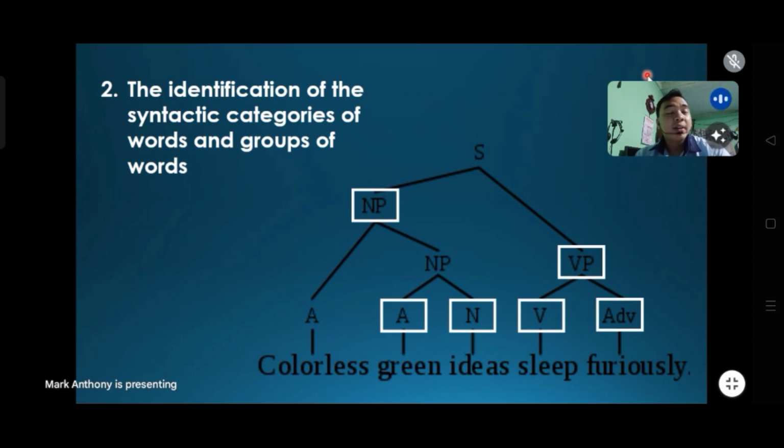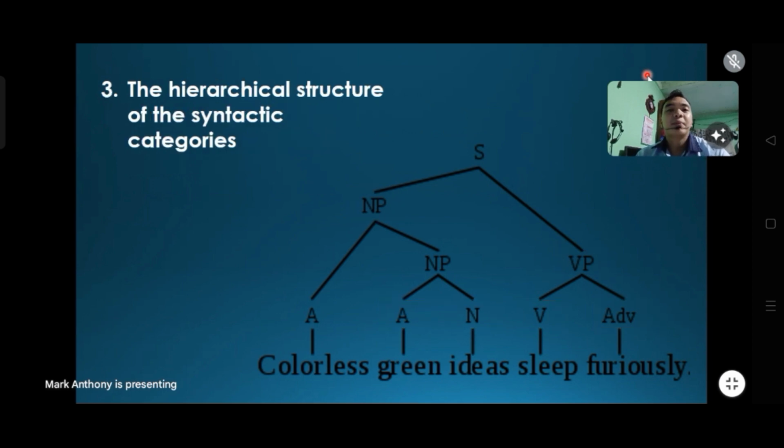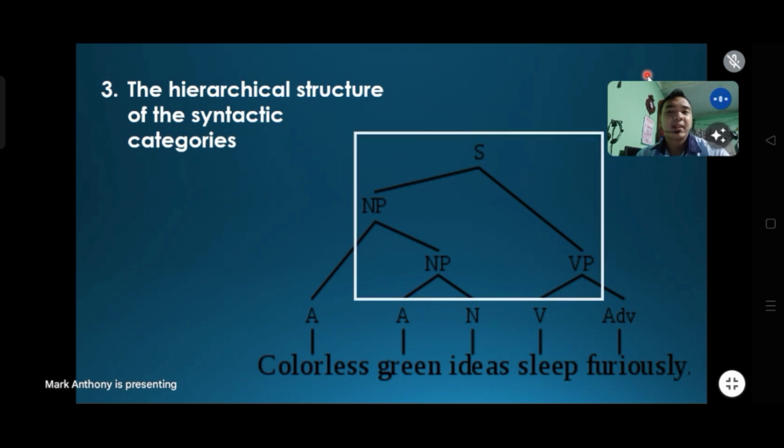In this part, it basically allows us to see how the words function, or what is the function of the specific constituent word in a sentence. And in the third one, what we're seeing is the hierarchical structure of the syntactic categories. As you can see in the box, the whole sentence is divided into different constituents. This hierarchical structure allows us to see the different syntactic categories there are in a sentence.